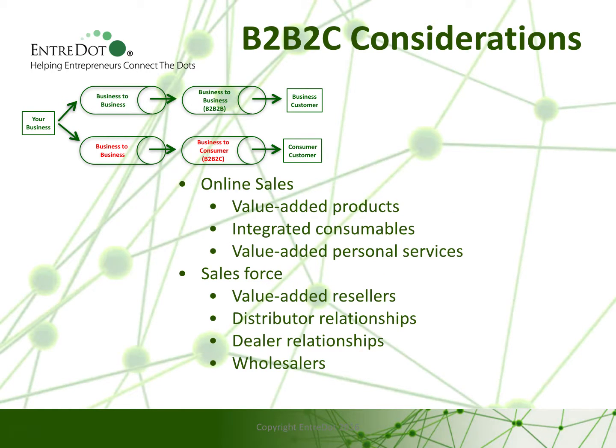Now the case of you're selling ultimately to consumers, but through a third party. So you're actually performing the sale to the third party who in turn takes your product and moves it on through their channels to sell it to the consumers. So in the case of online sales, value-added products or integrated consumables or personal services are three reasonable examples of something that could be done online. The pattern still exists. This has got to be simple stuff to be able to sell online.